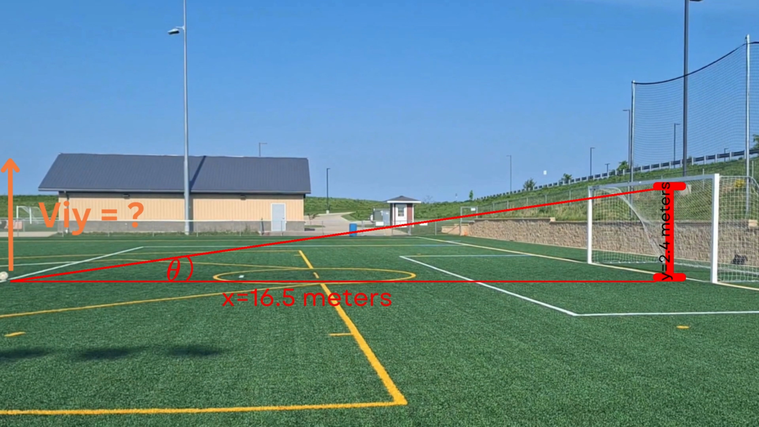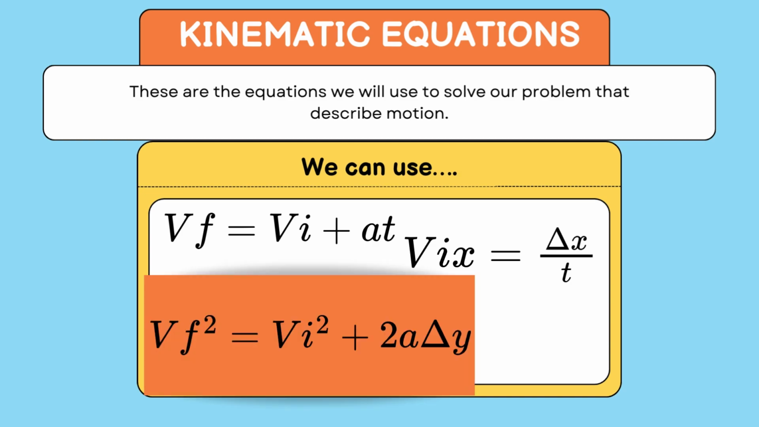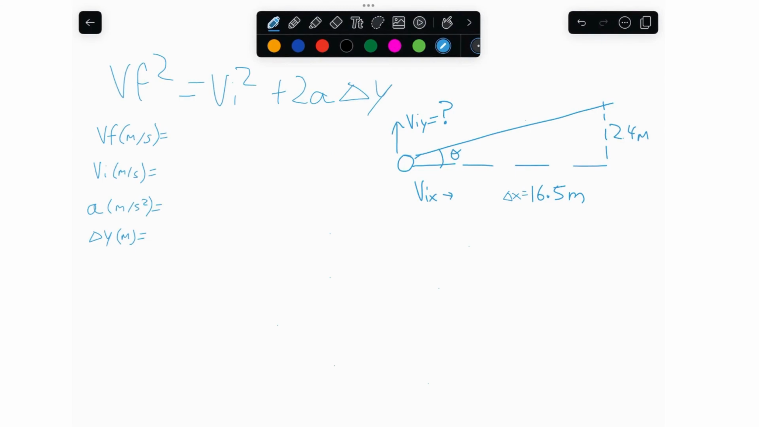First, we need to find the initial velocity in the Y direction. To find the initial velocity in the Y direction, we will use the equation velocity final squared equals velocity initial squared plus 2 times a times delta y, which means distance or change in the Y direction. Here we have our equation set up and our model of the problem and what we are going to be solving for.